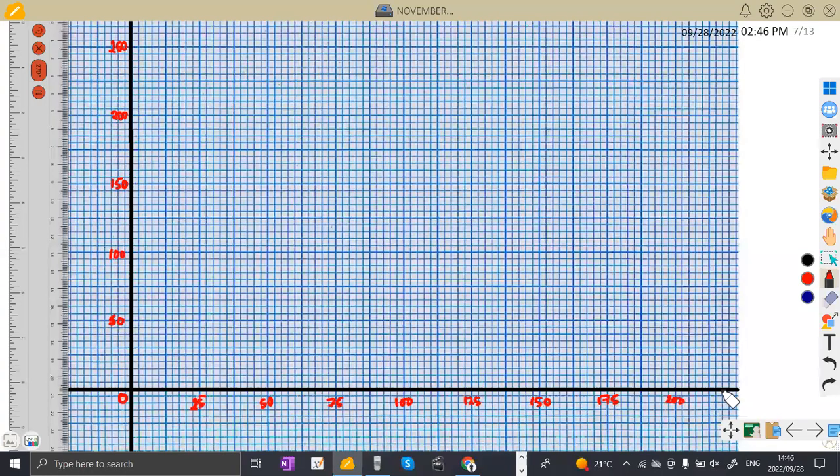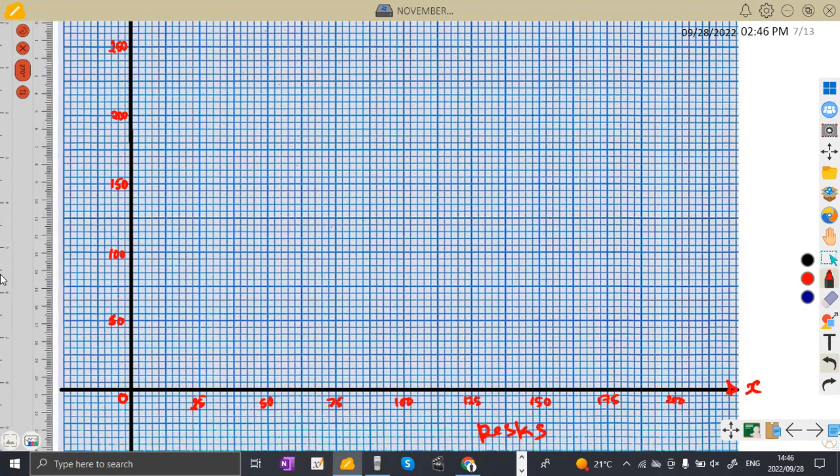This is your X here. Our X, we said it represents what? The number of desks. So these are desks that we have here. Then the Y on this side, it represents what? The chairs. So this is our Y on this side, which represents the chairs. So this is your Y-axis representing the chairs.